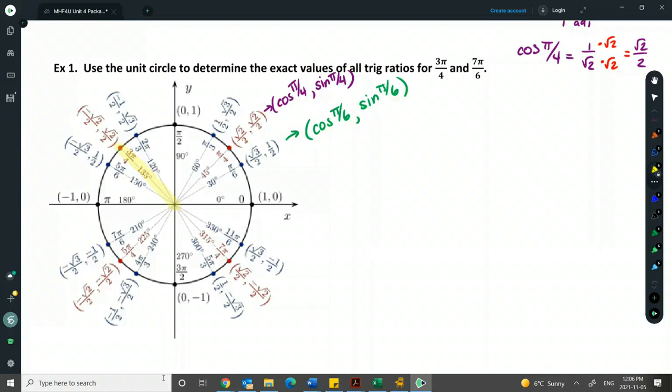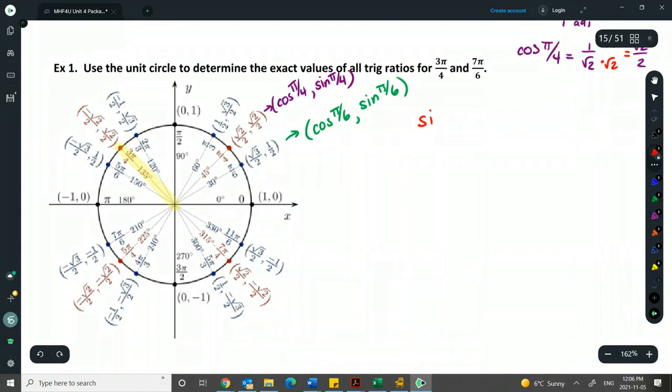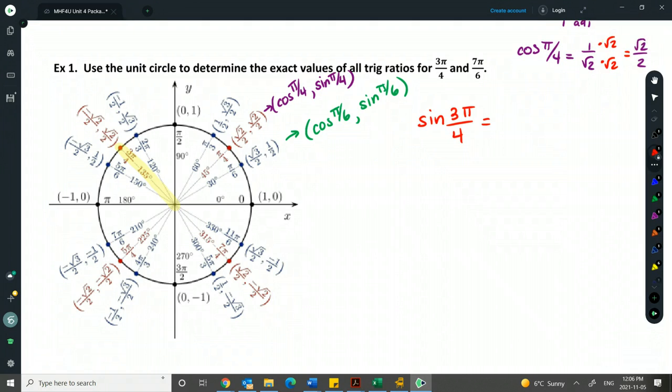But I know that sine of 3 pi over 4 should be equal to the y-coordinate at that location. What is the y-coordinate at the 3 pi over 4 location?